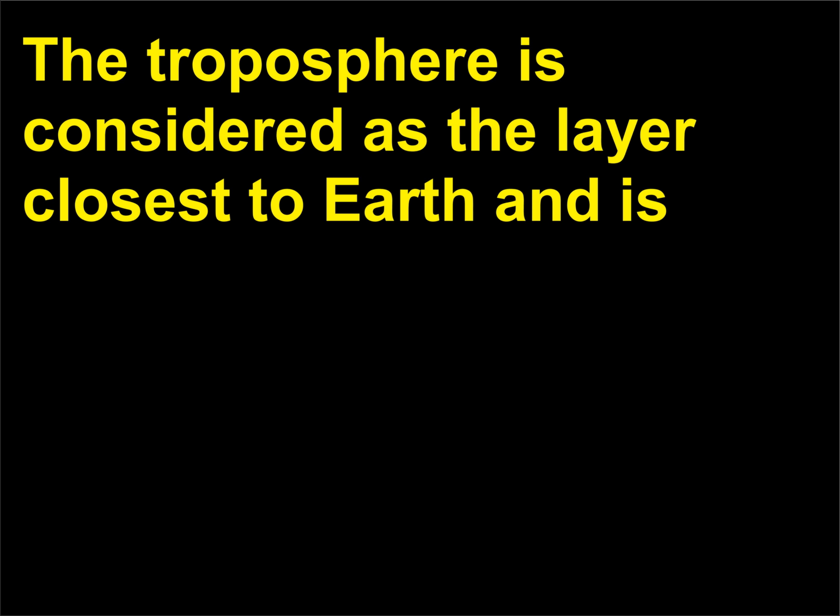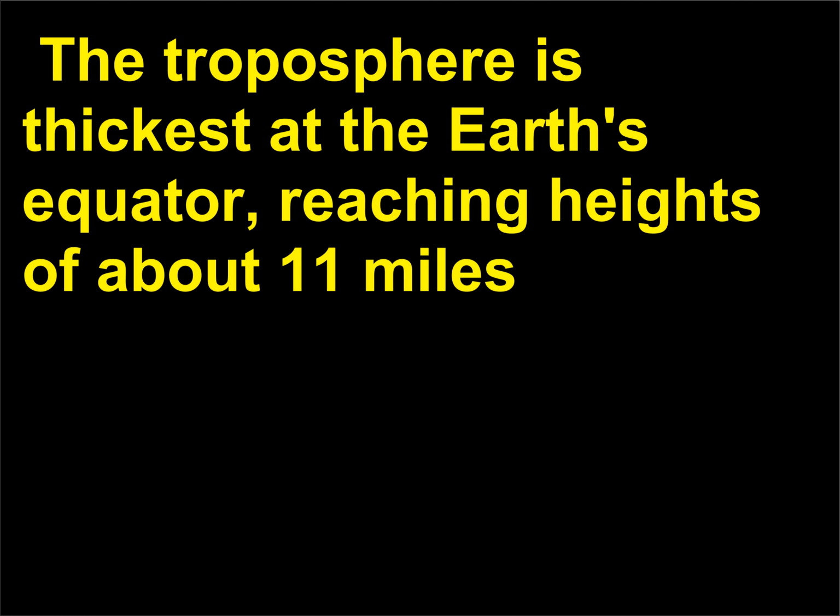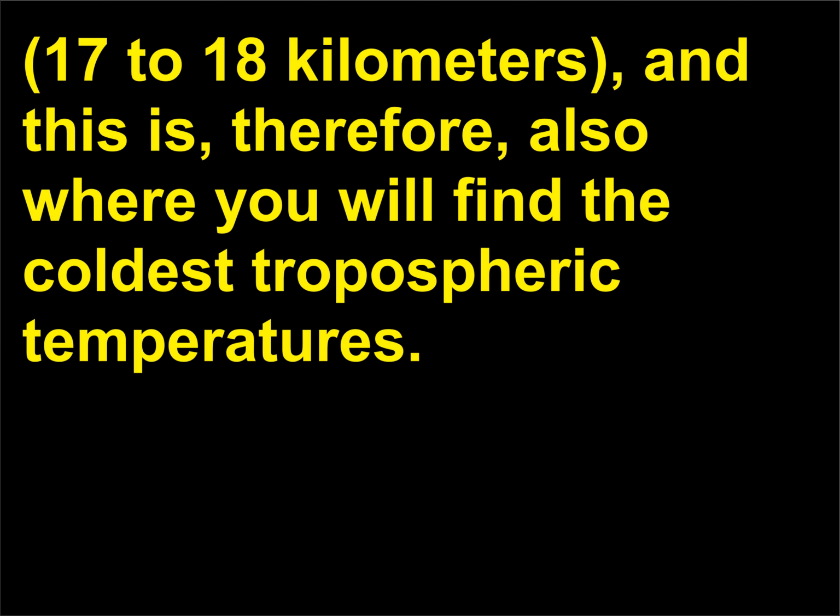The troposphere is considered as the layer closest to Earth and is also the region where temperatures reliably decrease with altitude. The troposphere is thickest at the Earth's equator, reaching heights of about 11 miles, 17 to 18 kilometers, and this is, therefore, also where you will find the coldest tropospheric temperatures.